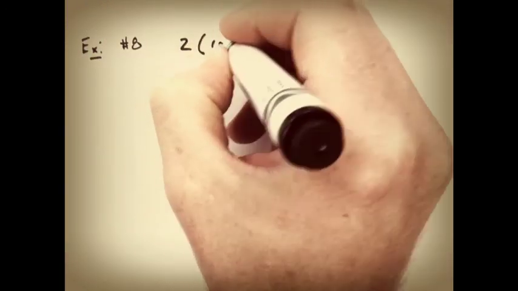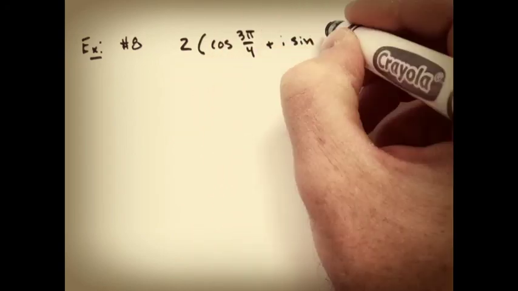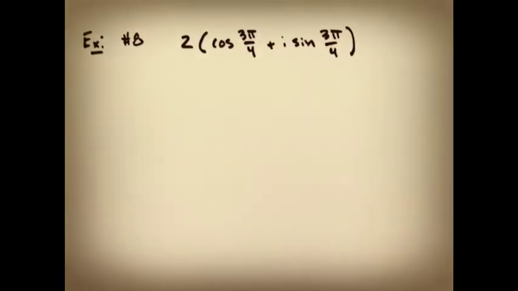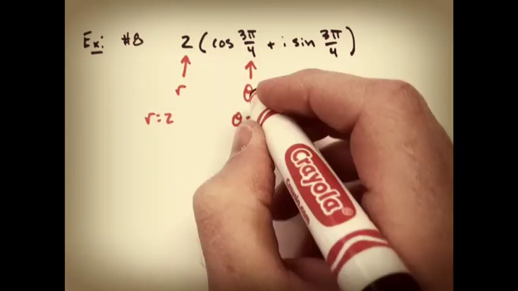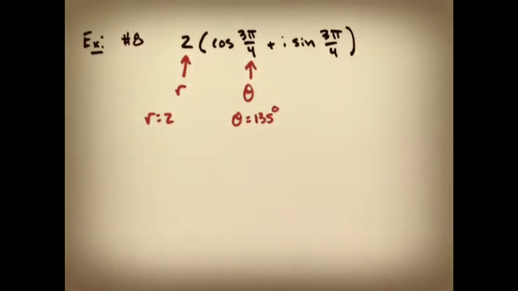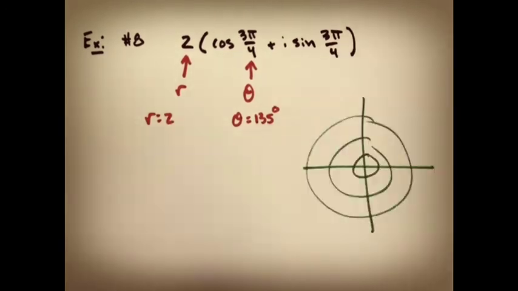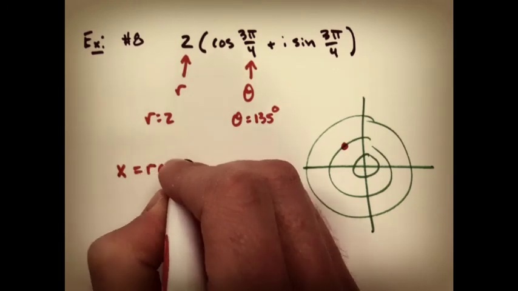Up next, what if we wanted to go the other way? What if I gave you the polar form and wanted you to graph it and turn it into a rectangular form? Well, if I've given you r and theta, which I have, that's just the straight-up conversion that we've been doing. We know it's in quadrant 2.